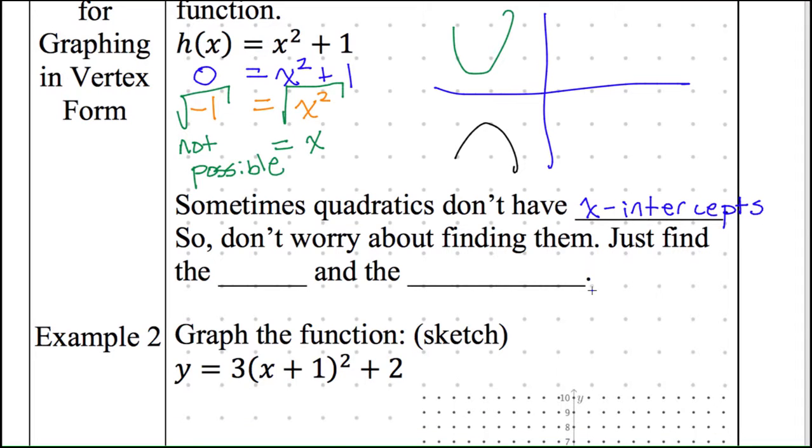So we're not going to find them. So don't worry about finding them. We're only going to find these 2 things. One of them is really easy. It's called this form. And the other thing is the only other third thing that we talked about today.